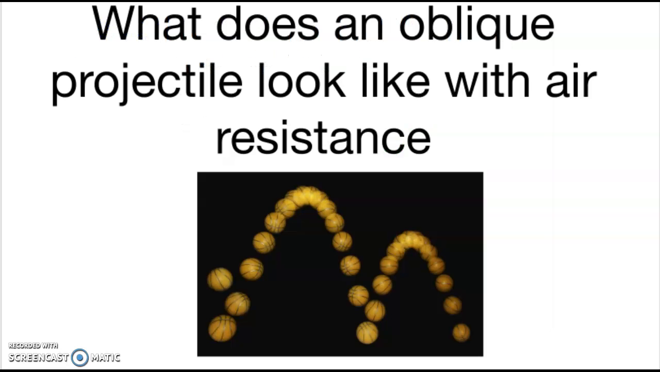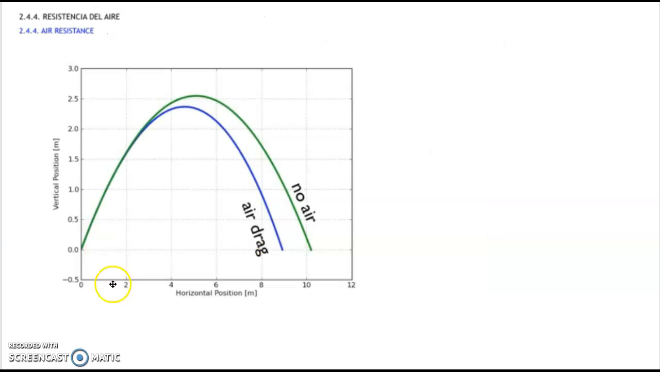What does an oblique projectile, or in fact any projectile, look like with air resistance? Well, we have a similar sort of thing. Remember, air resistance will affect velocity vertically, but it will also affect it horizontally. As the ball is moving up, the air resistance will try and slow it down. Basically, it's not going to go up as high as it should because the air resistance is slowing it down. So its maximum velocity will be less, right?